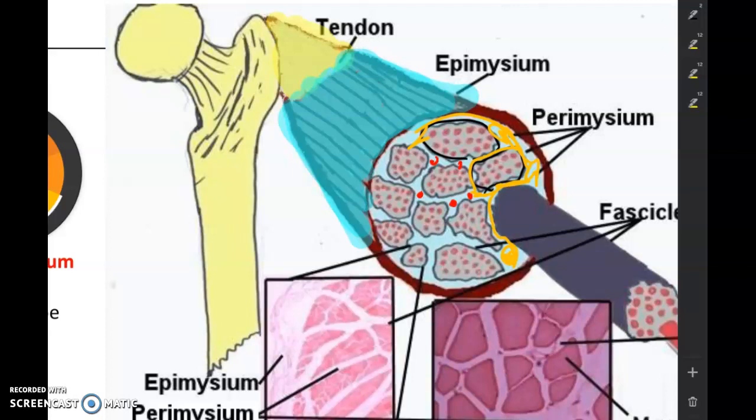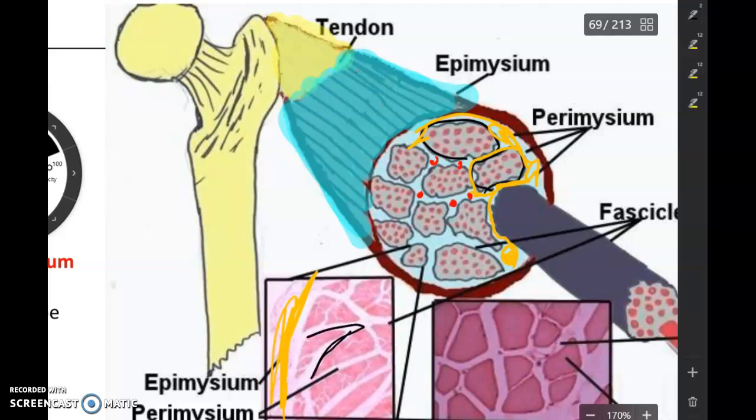So how does it look on histology? Well, here is the slide down here. This here is the epimysium wrapping the whole thing. We then have perimysium wrapping the fascicles together. So this would be all perimysium. Then I could sort of see the endomysium on these.